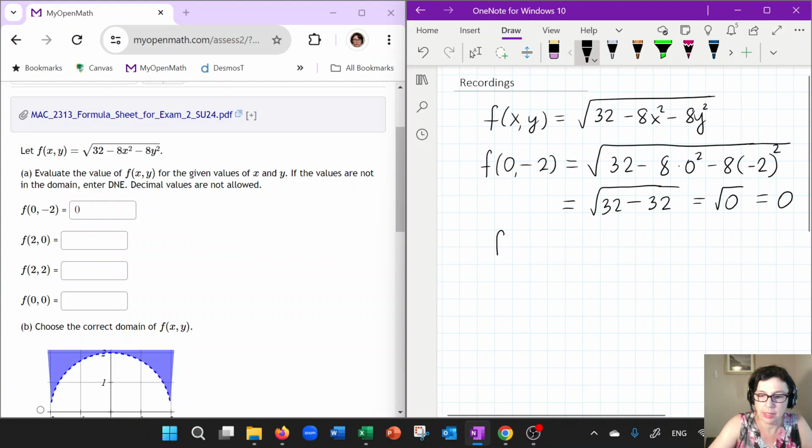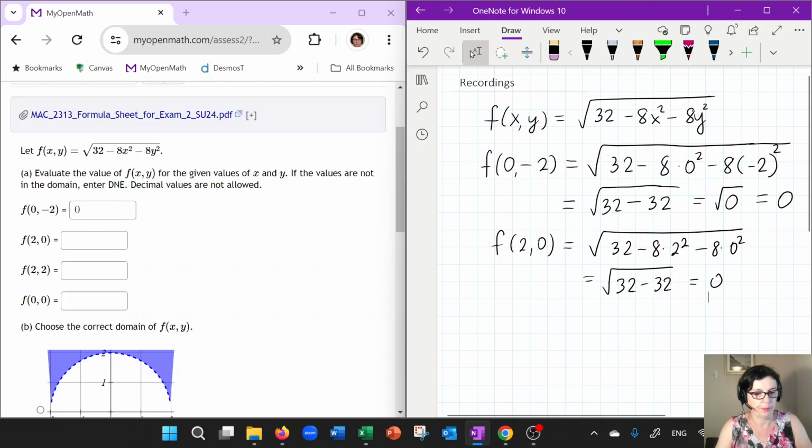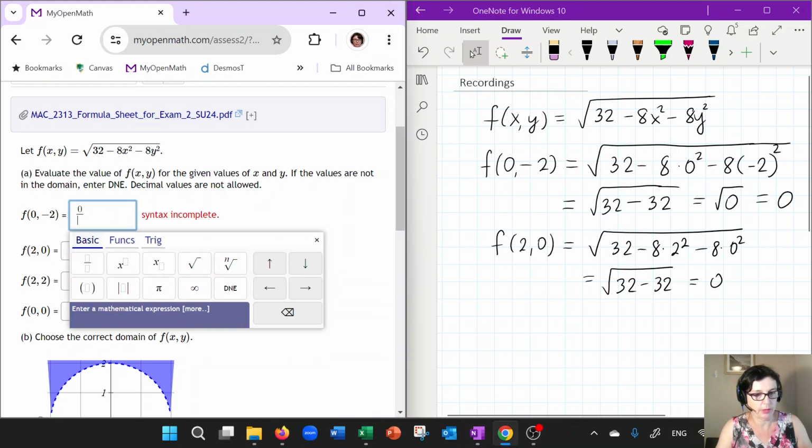Okay. The next is f of (2, 0). So we are plugging 2 for x, and we are plugging 0 for y. So here we get 32 minus 32, and again, that's 0.